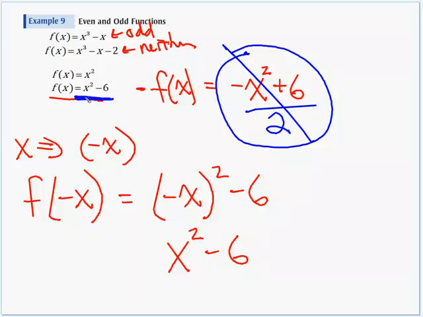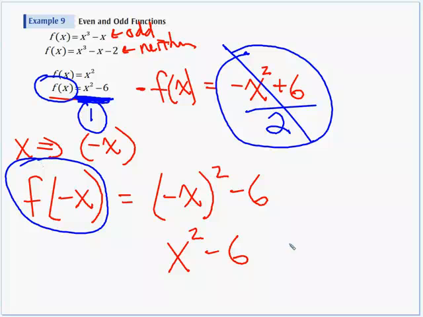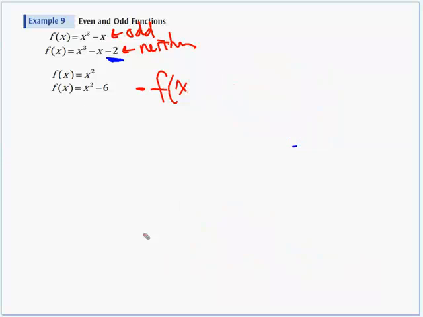Does it match the original function, x squared minus 6? Oh, yes, it does. So we match the original function, or what I'm calling option 1 here. F of x is exactly equal to f of negative x, so we just found an even function. Remember, here in the odd function, a constant messed it up. It changed us from odd to neither. When we just checked these last two, x squared was even. X squared minus 6 was also even. So constants do not mess up the symmetry of even functions.